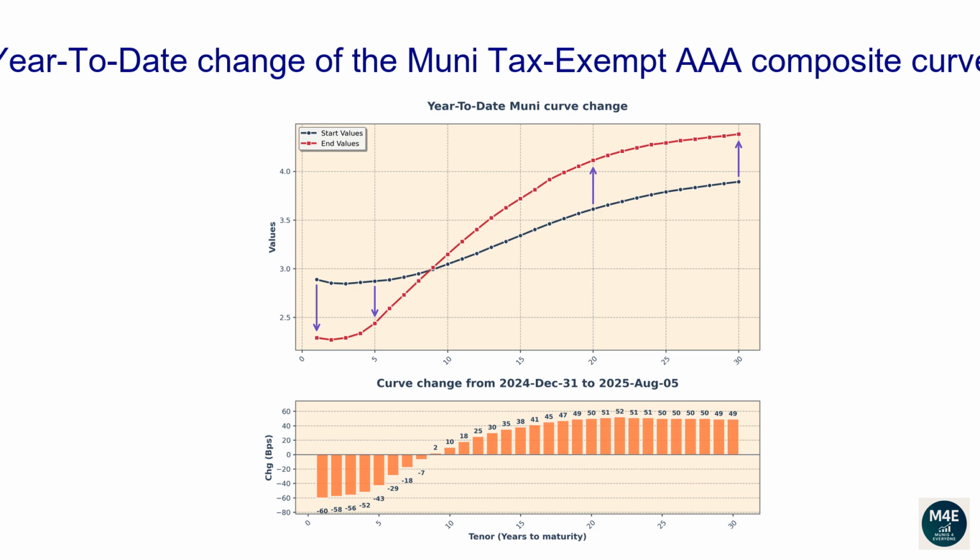The 1-year tenor changed -60 basis points. The 2-year tenor changed -58 basis points. The 5-year tenor changed -43 basis points. The 10-year tenor changed 10 basis points. The 20-year tenor changed 50 basis points. The 30-year tenor changed 49 basis points.